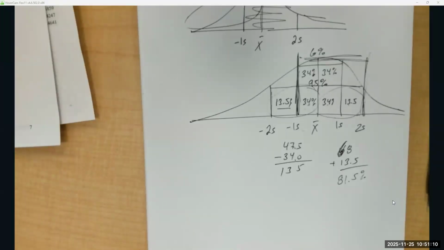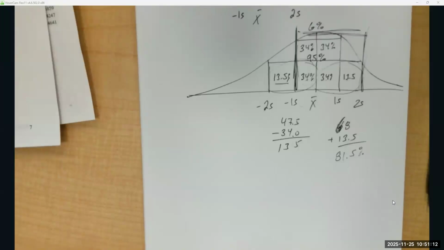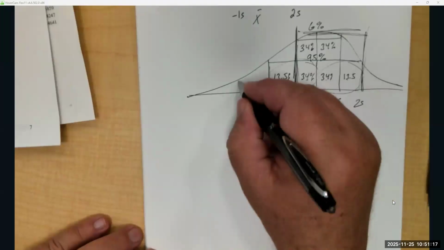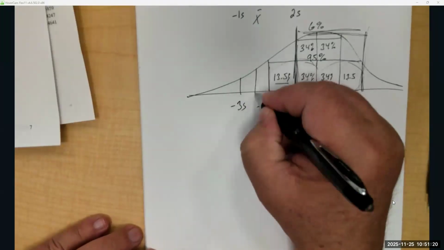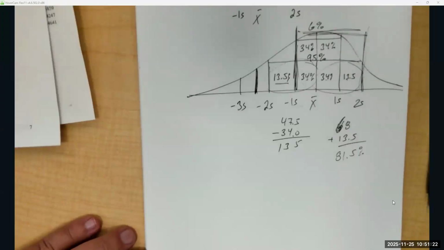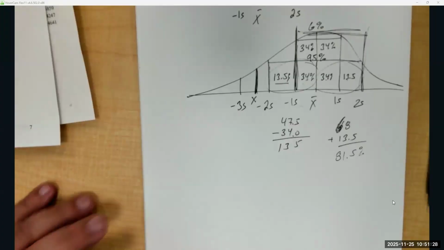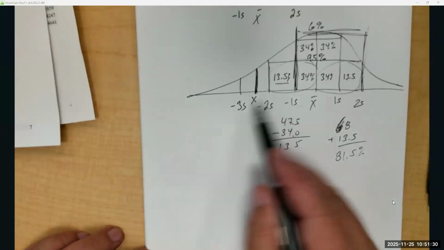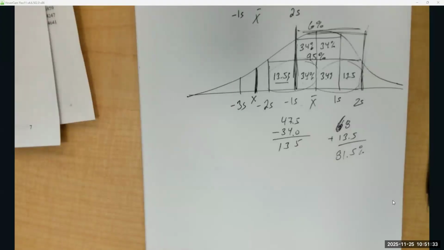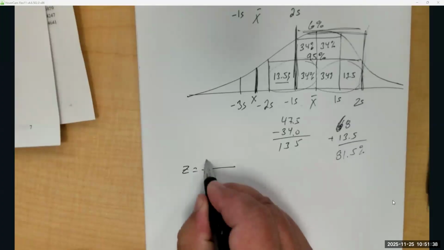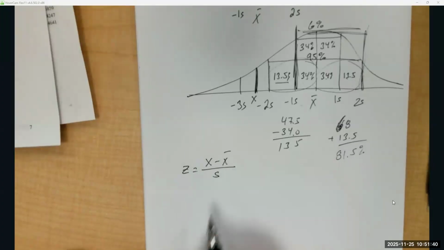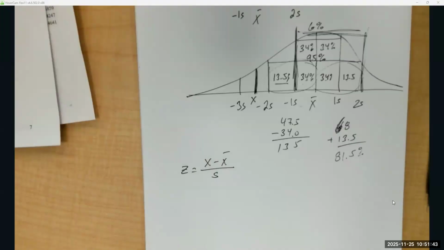Now, the reason I'm saying this is because now how does this relate to what we've been doing all along? What if I wanted to know this value here, at that value there? There has to be a way we can convert now from these X values to something else that deals with percentages. That's where the Z-score comes in. Remember the Z-score? X minus X bar over S. How does that relate to what we're doing here?